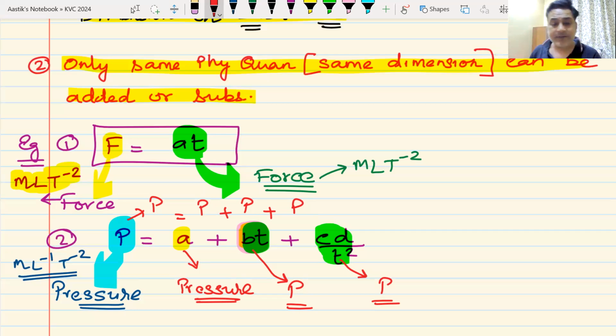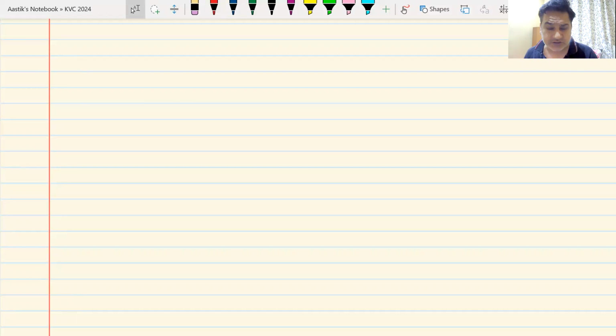We have talked about addition or subtraction of physical quantity. Now, what is the next point that we must address? What about multiplication, sir? What about division, sir? Can you divide different quantities? Can you multiply different quantities? Now, I ask you this question. Can I multiply and can I divide different quantities? Or do I have to multiply or divide the same quantity?